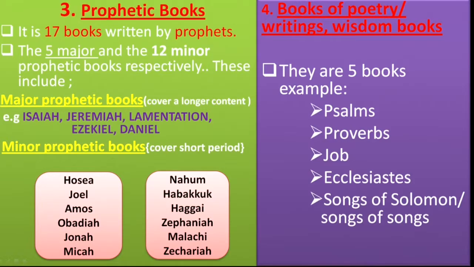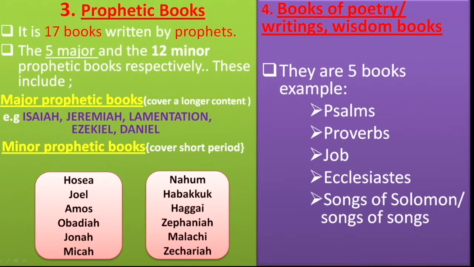The third category of the Old Testament, we have prophetic books. And the prophetic books, as the name suggests, were written by the prophets. There are 17 books in number. These 17 books are again subdivided into two major categories. We have the major prophetic books and the minor prophetic books.